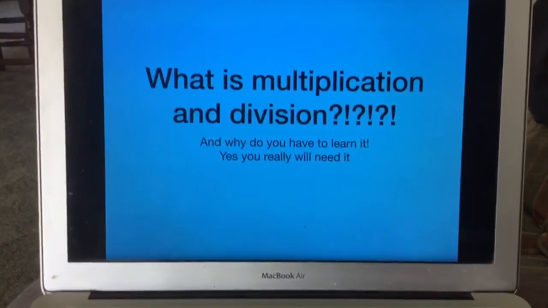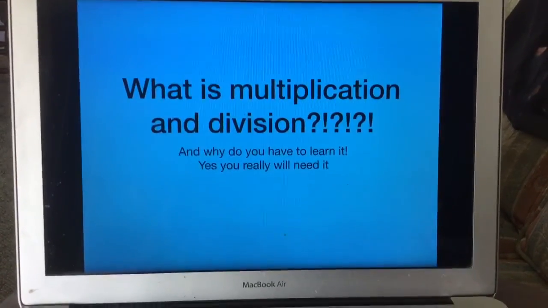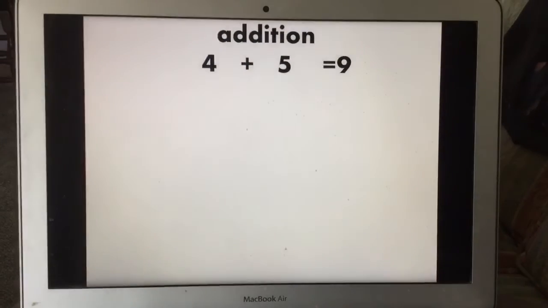So what is multiplication and division? Why do you have to learn it? Yes, you really will need it. It's one of the few things in math I can honestly tell you will actually need. Okay, so let's go back a step.